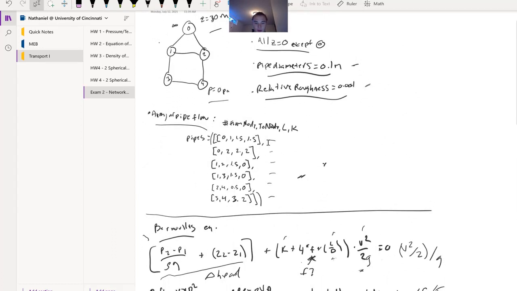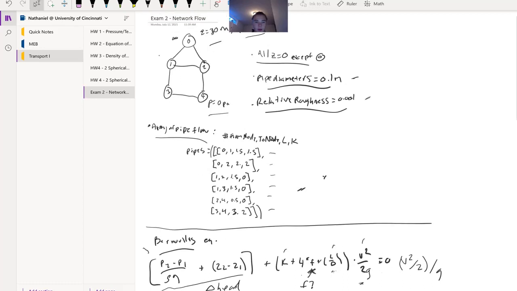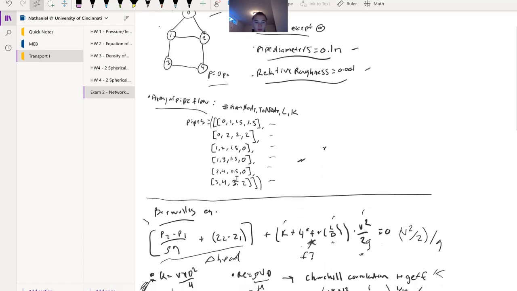So we have this array, which includes the from nodes, to nodes, length, and the fittings of the pipe. This is the array of the pipe flow that we went through, and this is the little picture right here that I've drawn. So we know we have this certain pipe system, but this is what the array will look like, which we just hard-coded.